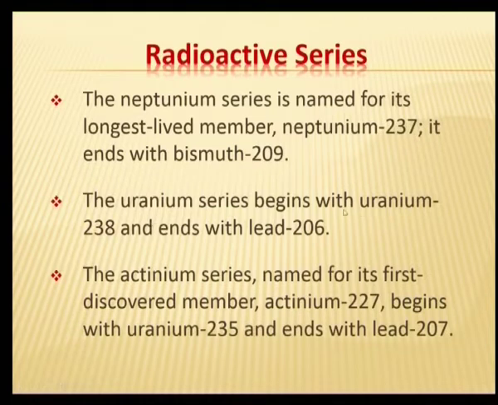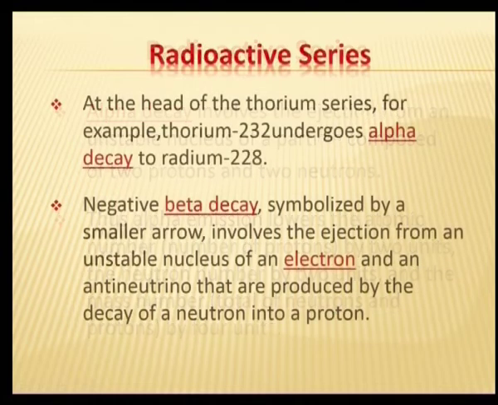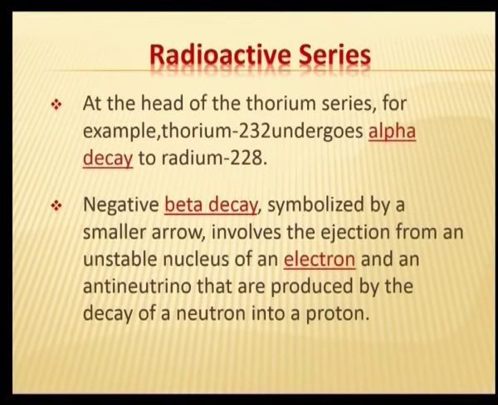The uranium series begins with uranium 238 and ends with lead. The actinium series, named for its discovered member actinium 227, begins with uranium 235 and ends with lead 207. Alpha decay involves the ejection from an unstable nucleus of a particle composed of 2 protons and 2 neutrons, as all of you know. Thus, alpha emission lowers the mass number by 4, that is well known by now. At the head of the thorium series, for example, thorium 232 undergoes alpha decay to radium 228.